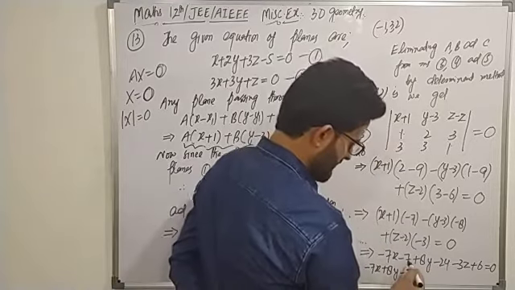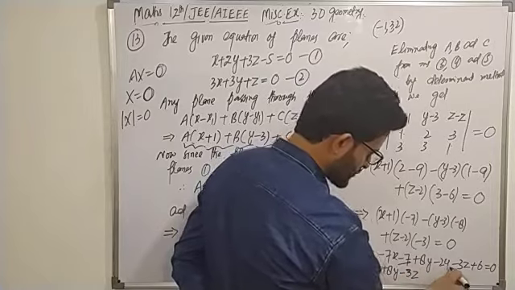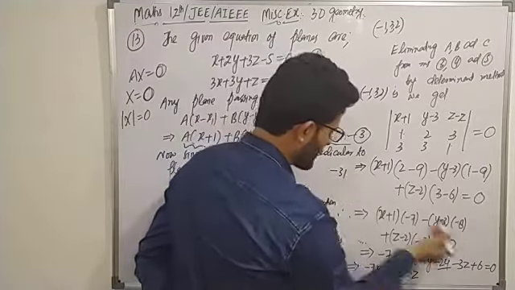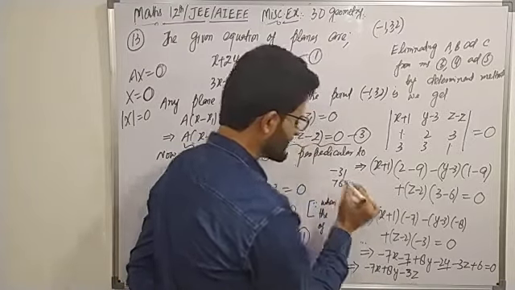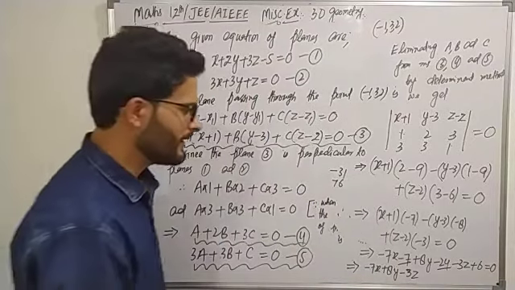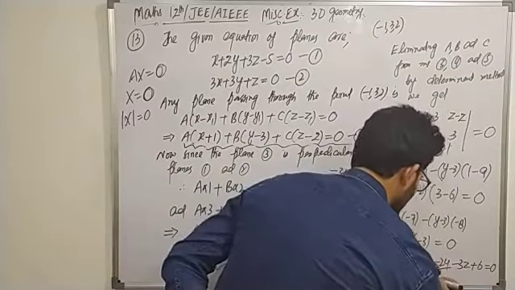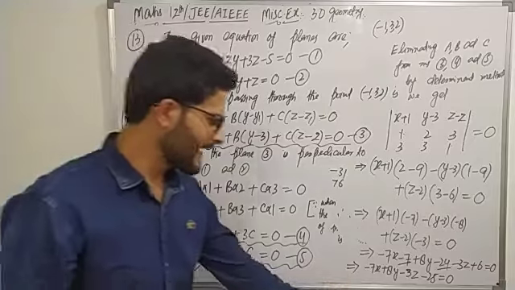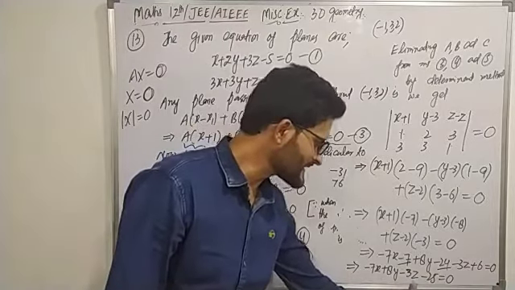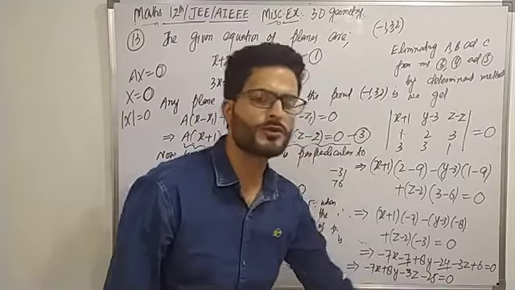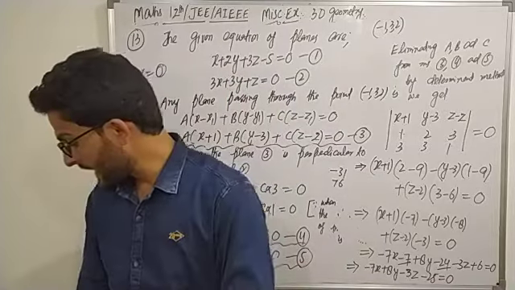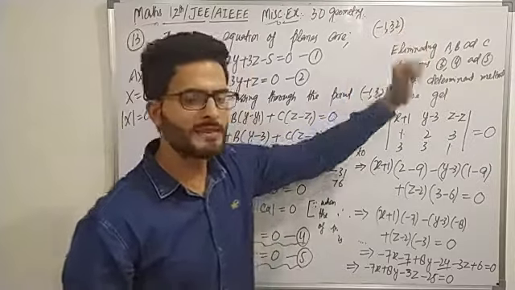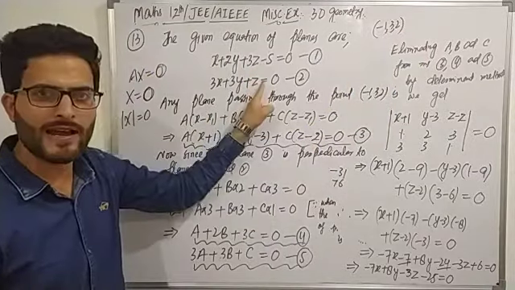minus 7 minus 24, how much is that? Minus 31. Minus 31 plus 6, how much will it be? That is minus 25. So minus 25 is equal to 0. So minus 7x plus 8y minus 3z minus 25 is equal to 0 must be the equation of that plane which is passing through the point minus 1, 3, 2 and is perpendicular to the planes first and second.